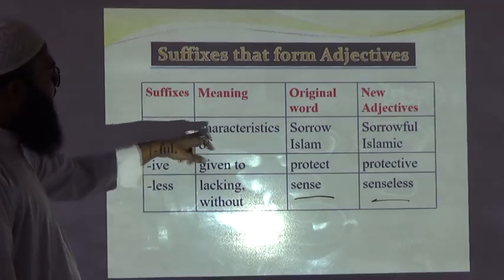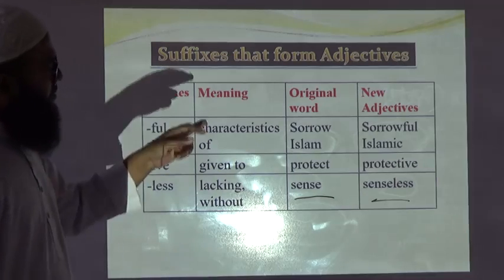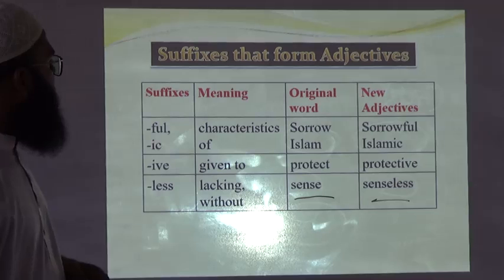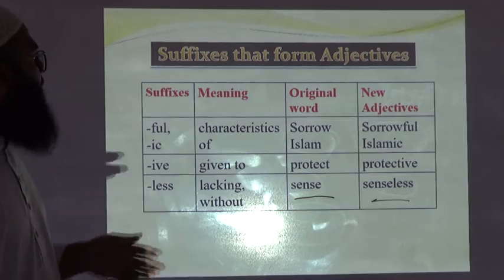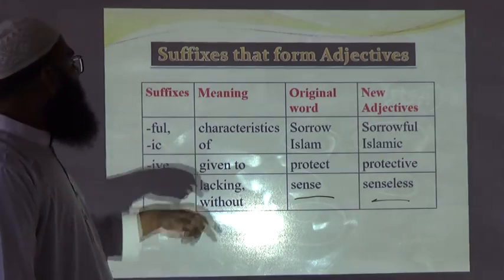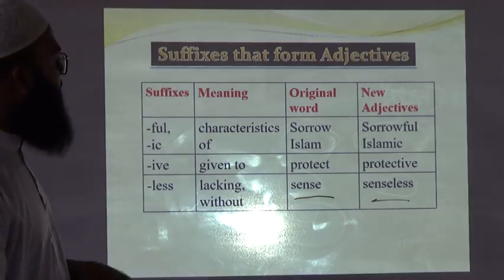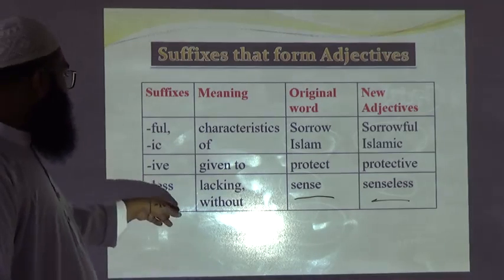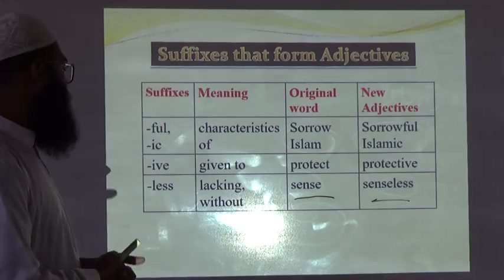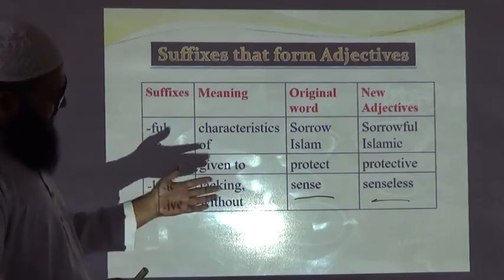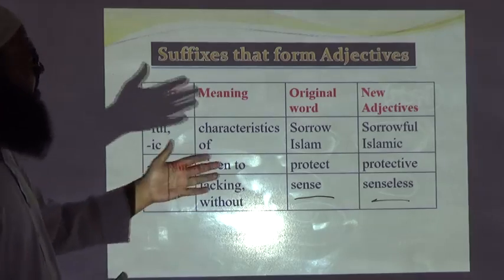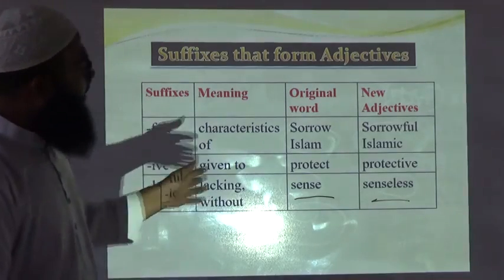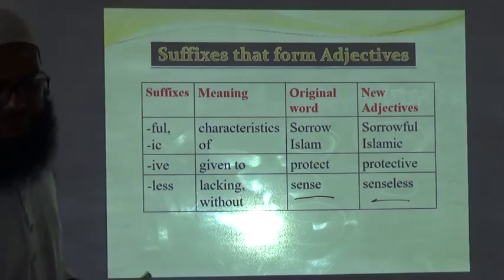FUL, IC, characteristics of. Sorrowful. Islamic, the character of sorrow. IVE, given to. Protect to protective. Protect is a verb, protective is an adjective. LESS, that means the lacking of something. Sense to senseless. Sense is a noun and senseless is an adjective.